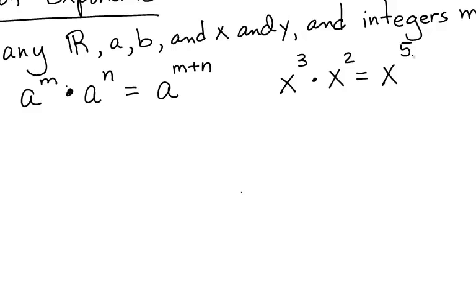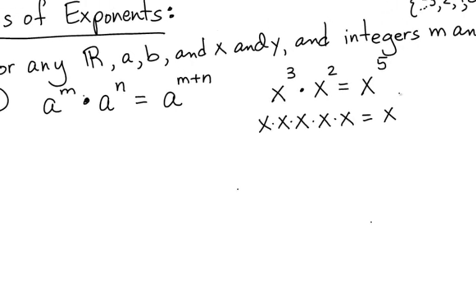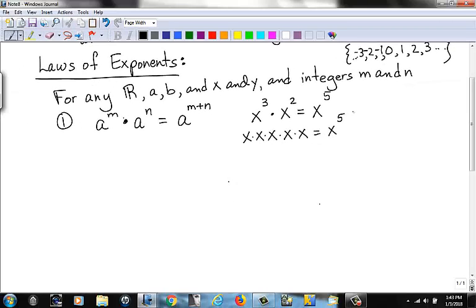Okay, you can always go back to the long way. The long way would be to write this out. X to the third means x times x times x. X to the second means x times x. I mean, you can always go back to that if you're not sure.